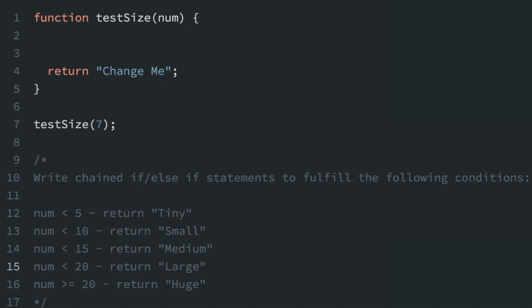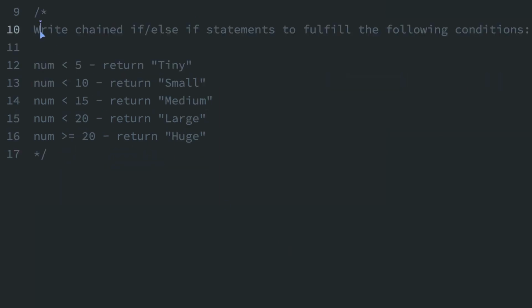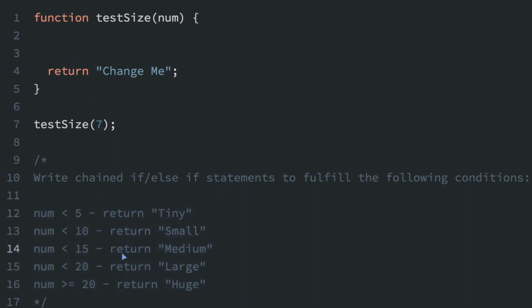You can also chain if and else if statements. So I'm going to complete the following challenge here. Write chained if slash else if statements to fulfill the following conditions. So we have these conditions where if the number is less than 5, we're going to return tiny. If it's less than 10, return small, and so on. So what I'm going to do is actually just copy this right here because part of it's written exactly how we want it to be written.